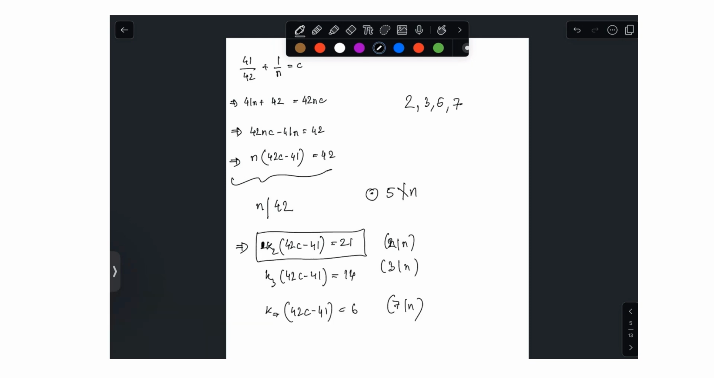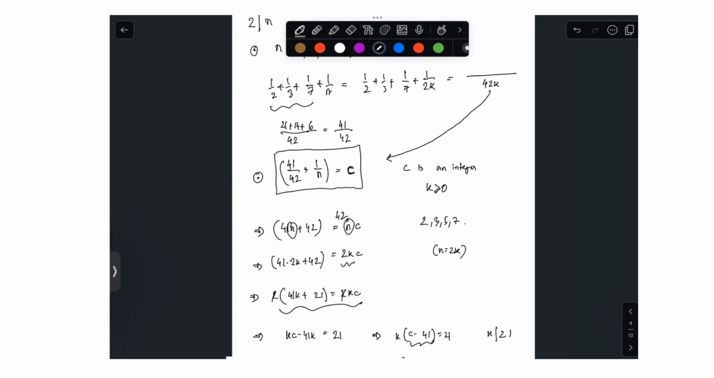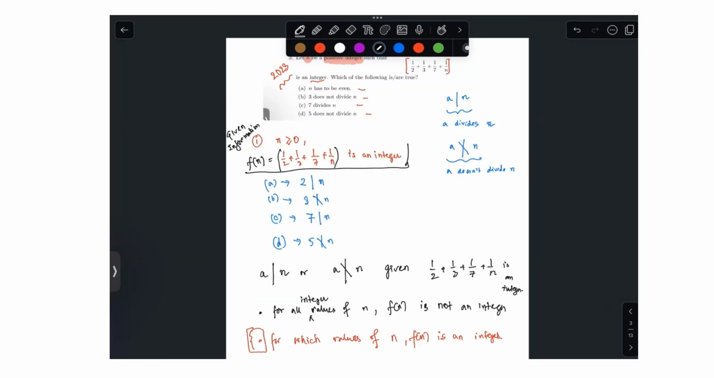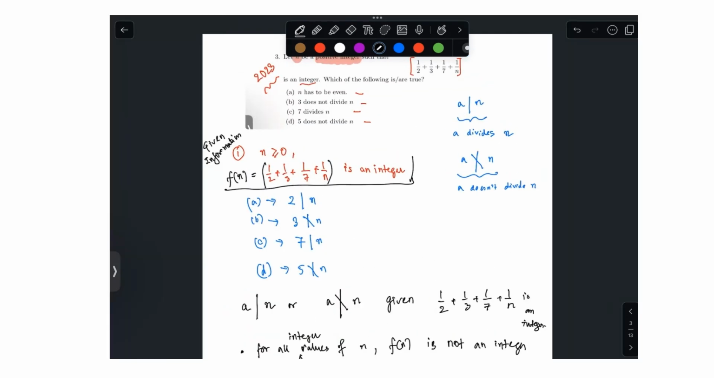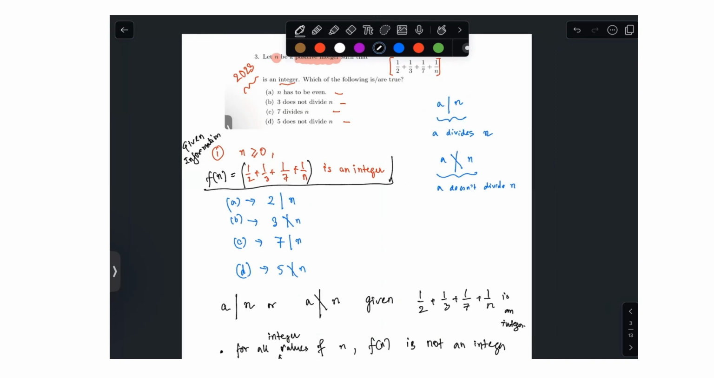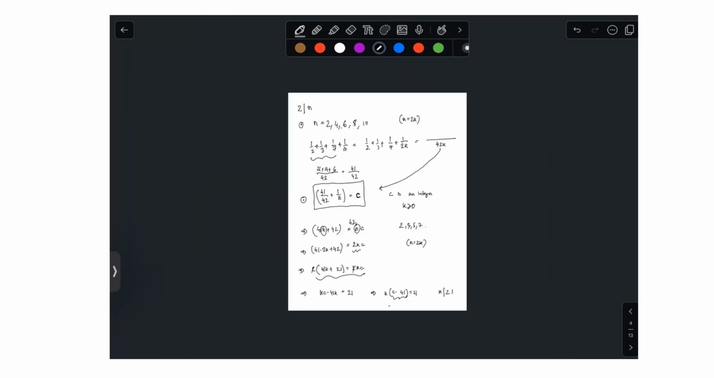2 divides n means, given this statement, understand this logic very carefully, because we get confused with this logic. This statement is derived from the actual statement, this one. This is the given information. And from that we derive this. So it is saying that given this statement, 2 always divides n. Let's see what the question asks you. It's like which are always true. You understand. n has to be even. 7 divides n. So you understand. So n has to be always even.